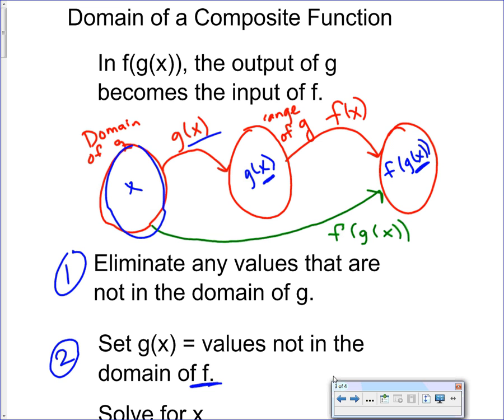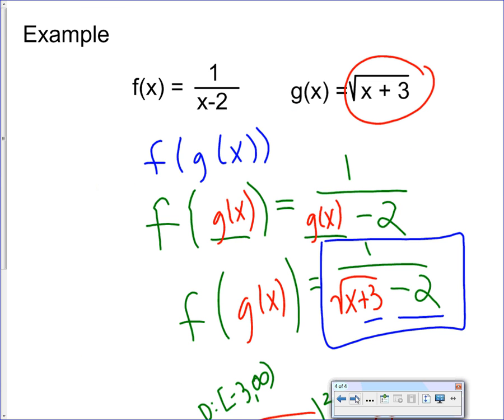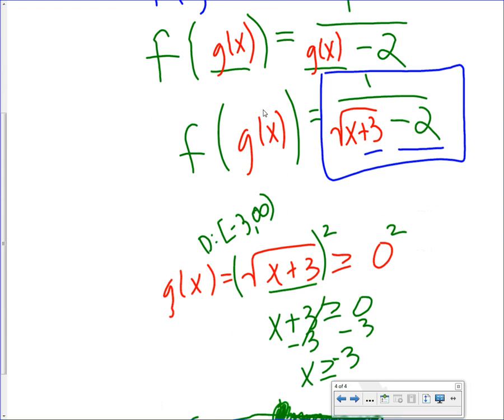Going back to step 1, eliminate any values that are not in the domain of g. Everything less than negative 3 is not in g. So the domain of this composite function also excludes values less than negative 3. So right now it would seem that this domain is the domain of the composite. But we have an extra step to look at.